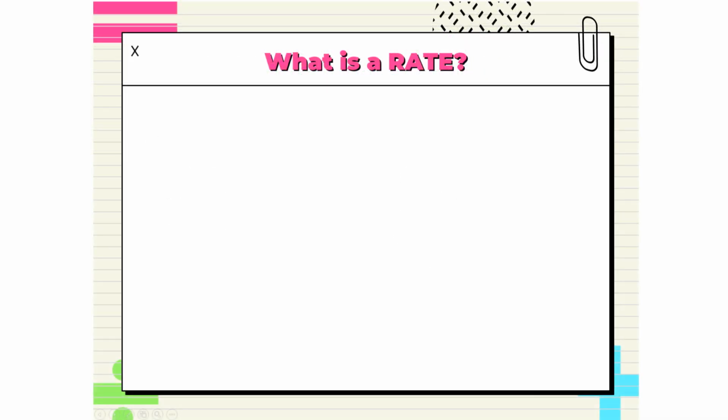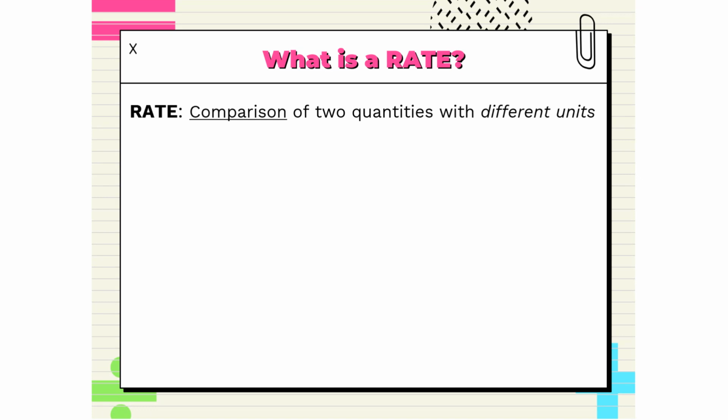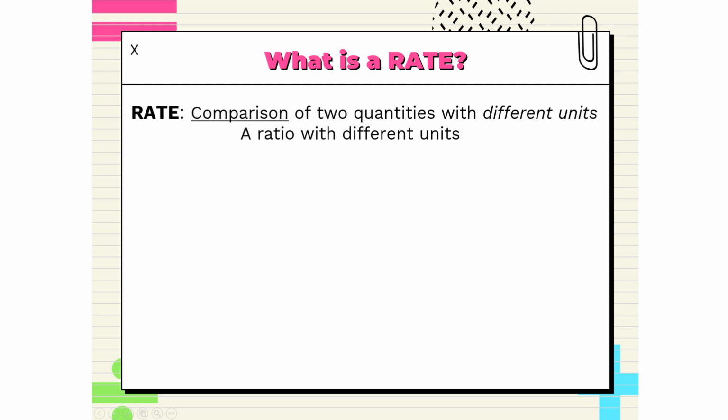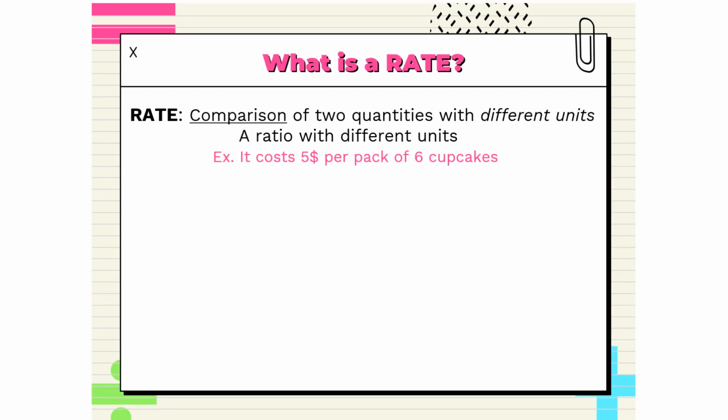Now let's look at rates. So what is a rate? A rate is a comparison of two quantities with different units. Another way of thinking it is it's a ratio with different units.